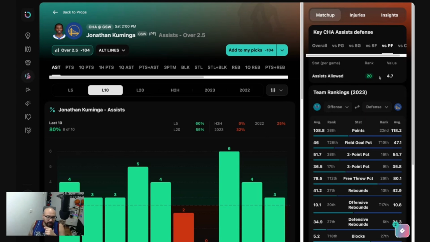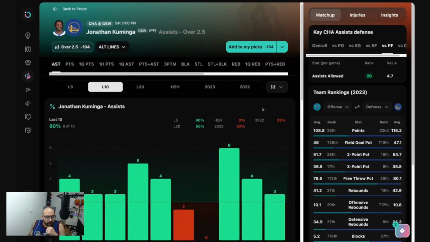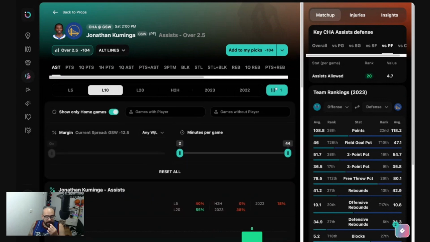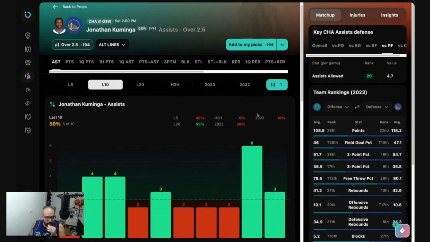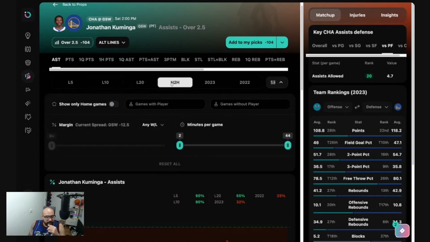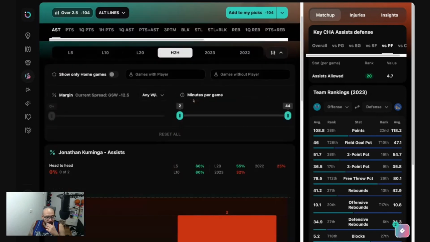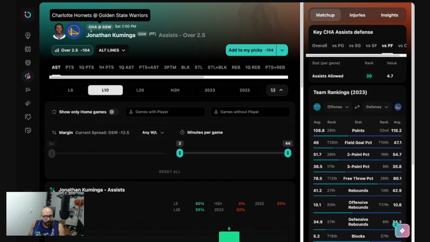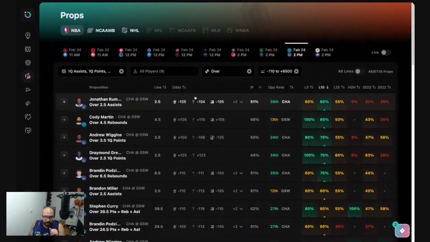The matchup is decent. The Hornets allow the 10th most assists to power forwards on the season. And Jonathan Kuminga is playing at home in this one. So if we look at his last 10 games at home, he's only gone over in 5 of his last 10. So that makes me a little bit hesitant. Looking at his games against the Charlotte Hornets, he's gone under in both of them. So all we really have to tick off here is recent form is good and the positional matchup is good, but form against the opponent's not good, and his form at home is not convincing enough for me to take.